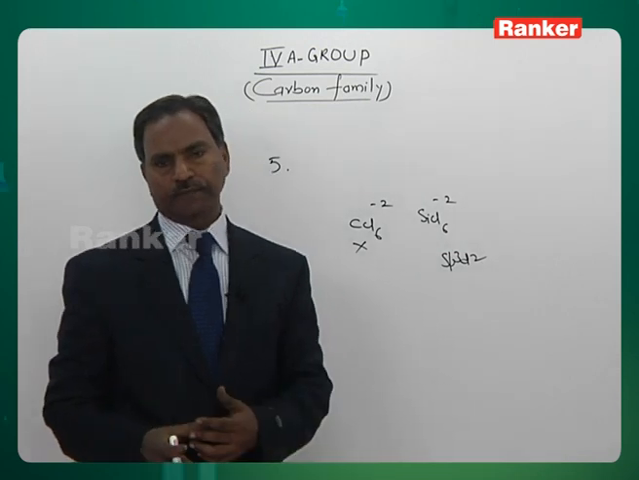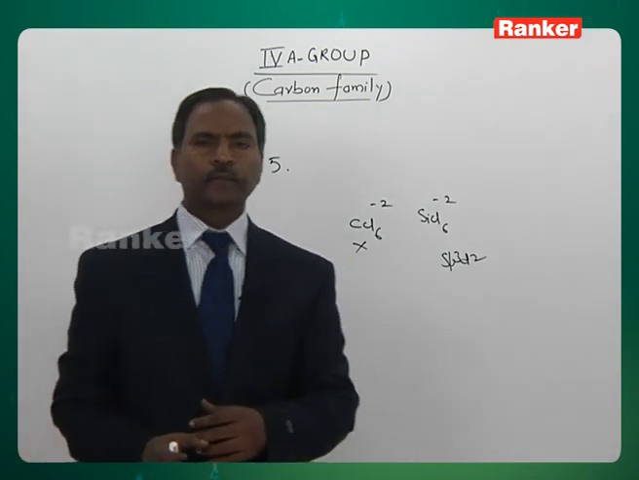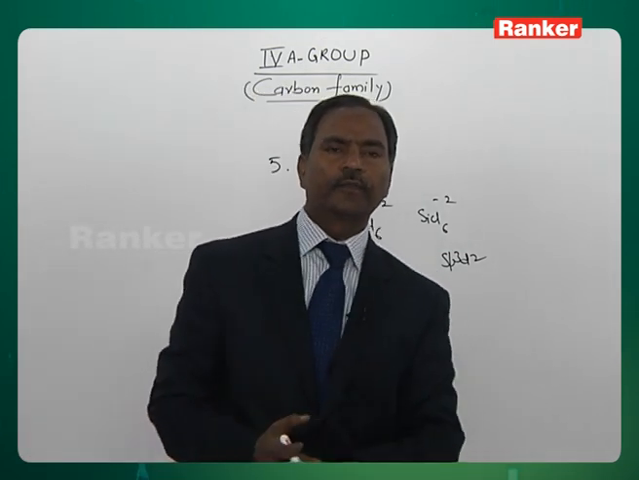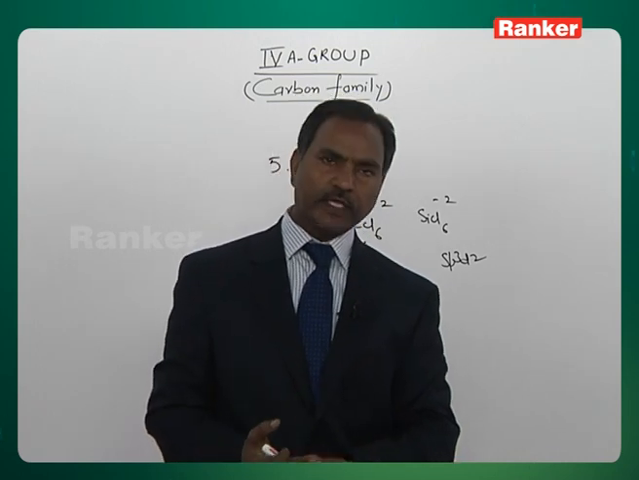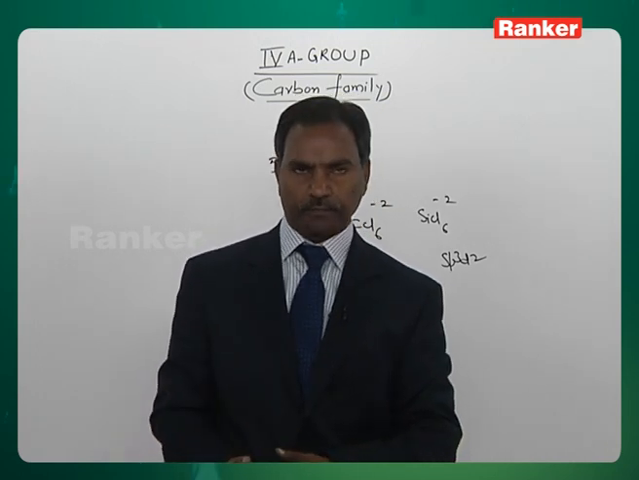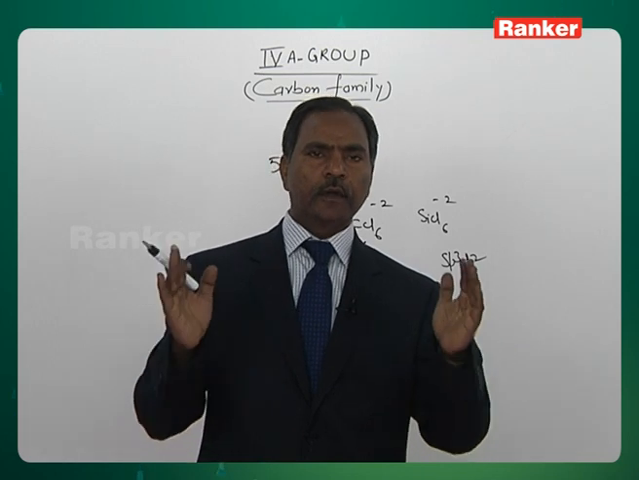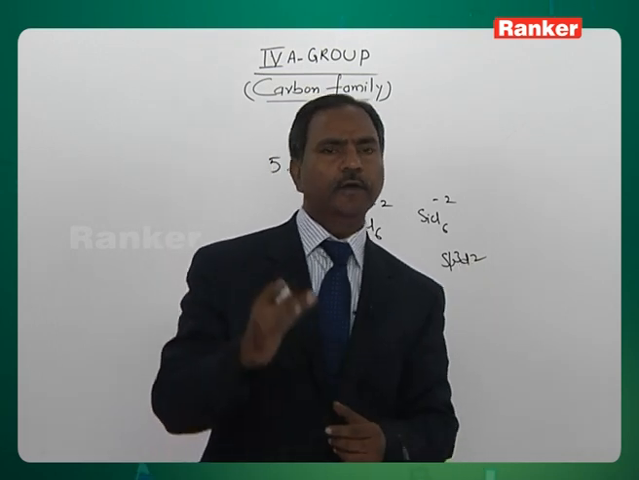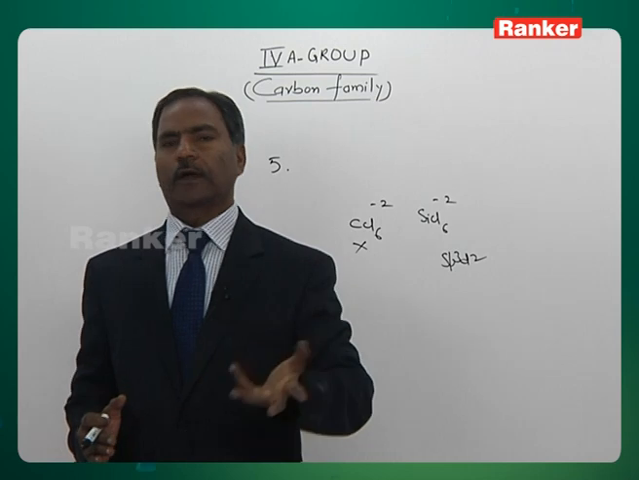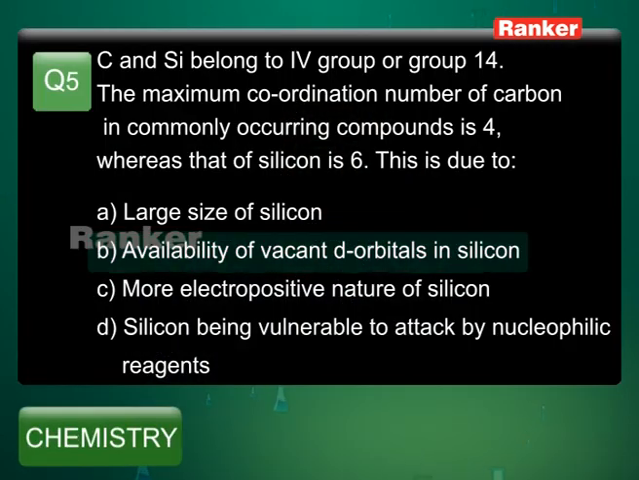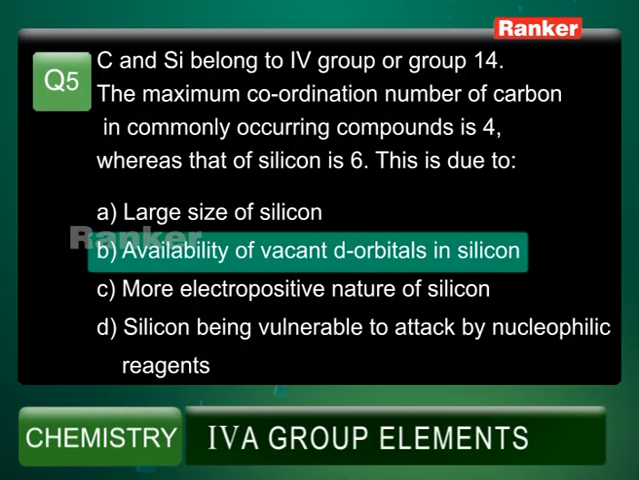SiCl6 2- exists. Therefore, carbon is not capable of forming a compound with coordination number 6, but silicon is capable. The only reason is the presence of vacant d orbitals in silicon and the absence of vacant d orbitals in carbon. Therefore, question number 5, the answer is B.